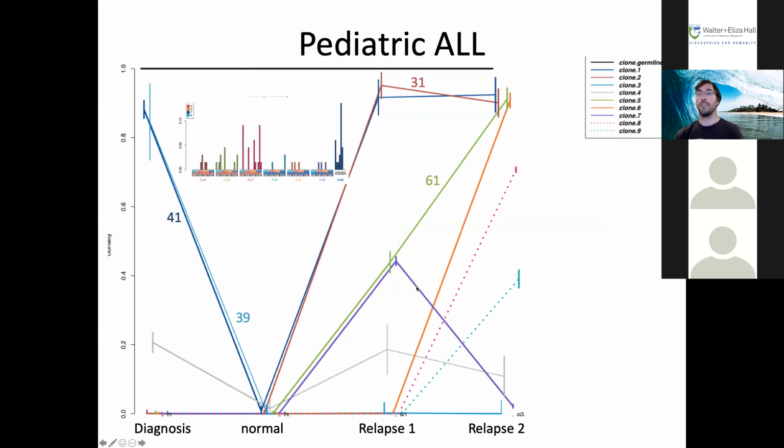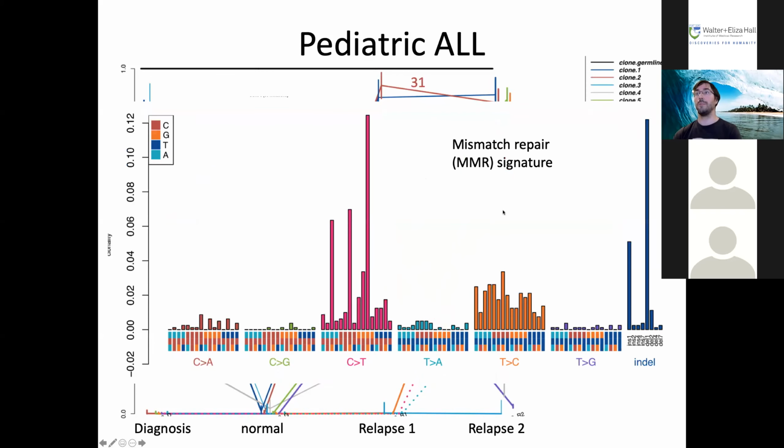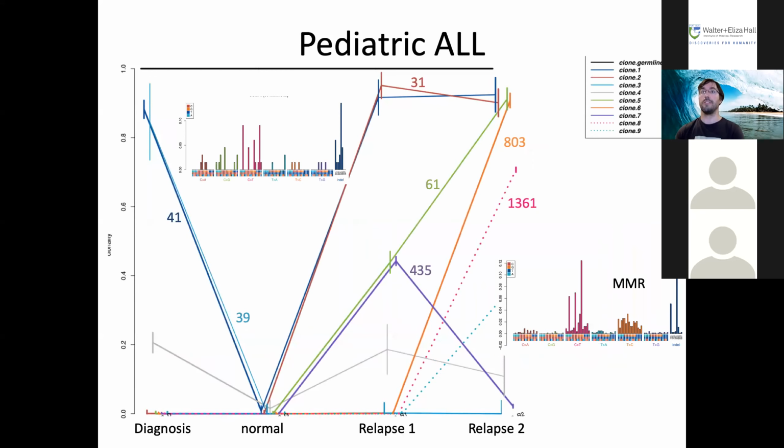When we look at the later clones, so this one is specific to relapse 1, this one is specific to relapse 2, we see much higher mutation rates. And we also see a quite well-defined signature. And this is a typical mismatch repair signature associated with loss of function of mismatch repair genes. So as a DNA repair lab, this is quite interesting for us to see this sudden change in signature in the middle of the relapse.